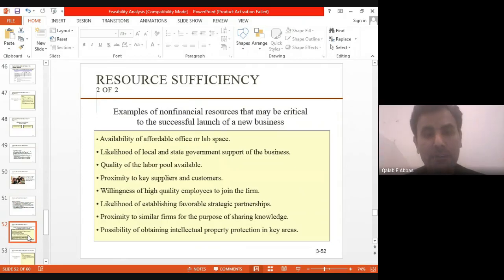For example, these are some of the non-financial resources: availability of affordable office space, likelihood of local and state government to support these businesses, quality of the labor pool that we have, proximity of key suppliers, willingness of high quality employees to join you as an organization, likelihood of establishing favorable strategic relationships with partners, proximity of similar firms for the purpose of sharing knowledge, and the possibility of obtaining intellectual property protection in key areas.